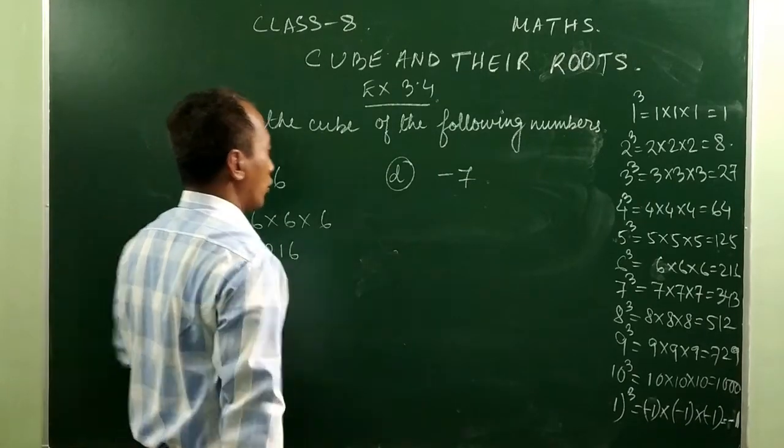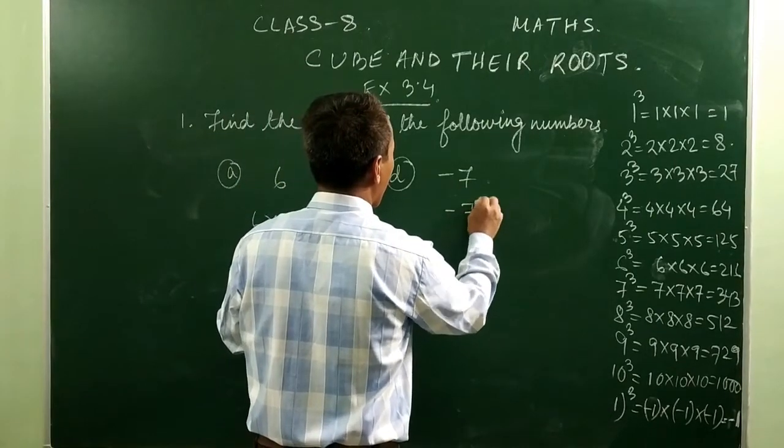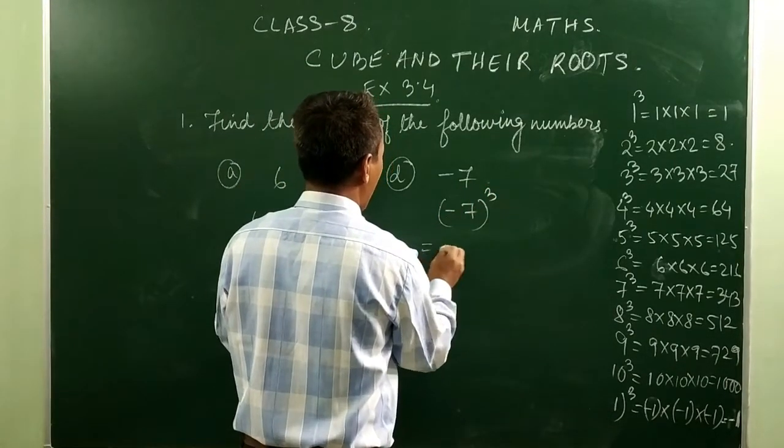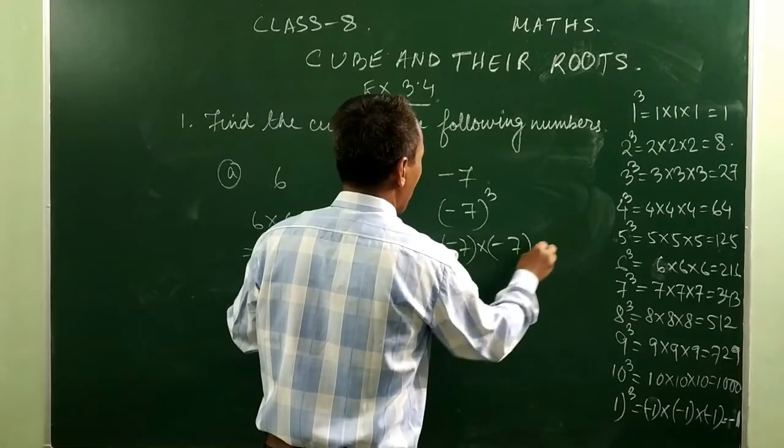Similarly, you find the cube of -7. -7 cube is -7 into -7 into -7.